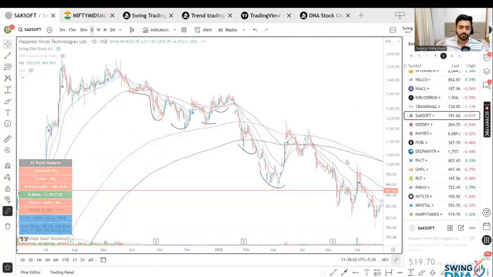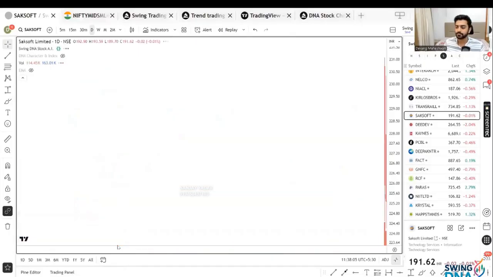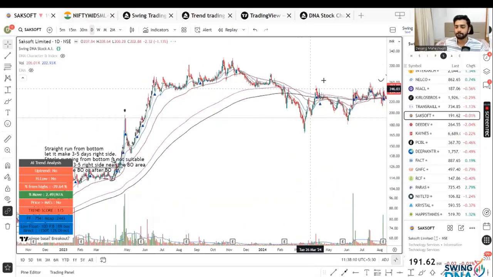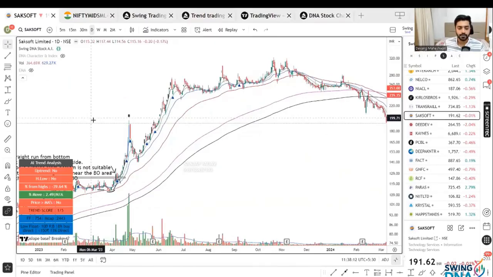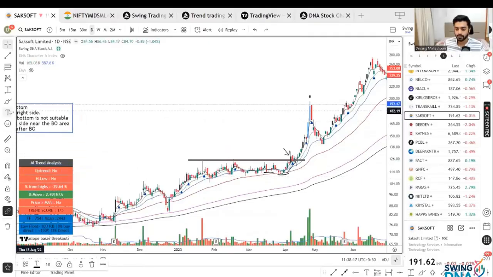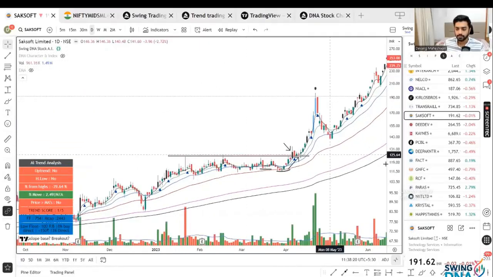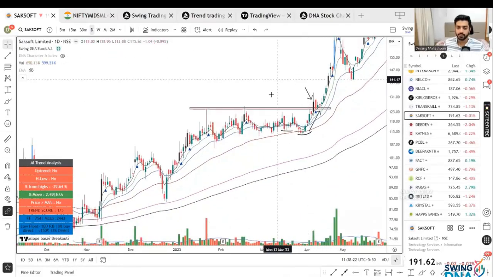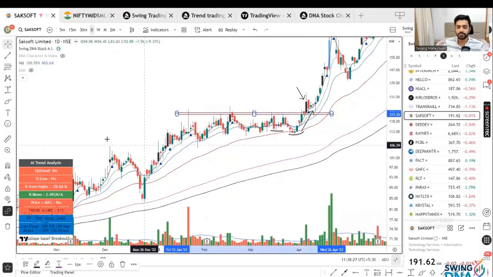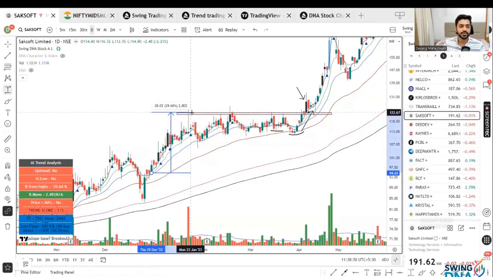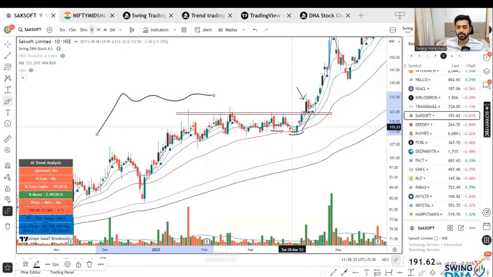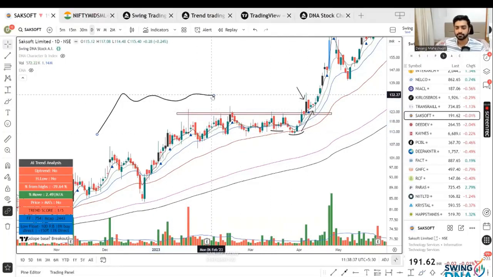Okay, let's see some more, Saksoft. Look up here. This moved up, and then which kind of base is this? This is an upright base. It's just going up, and on the right side like this.